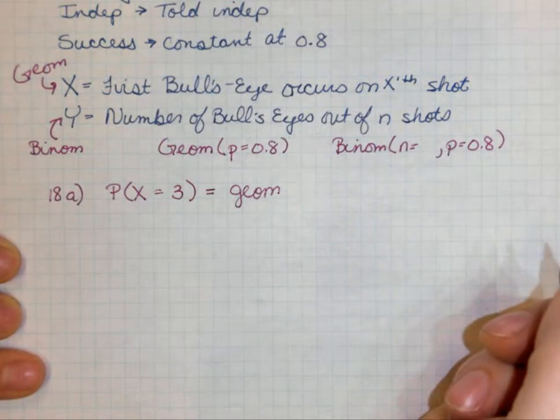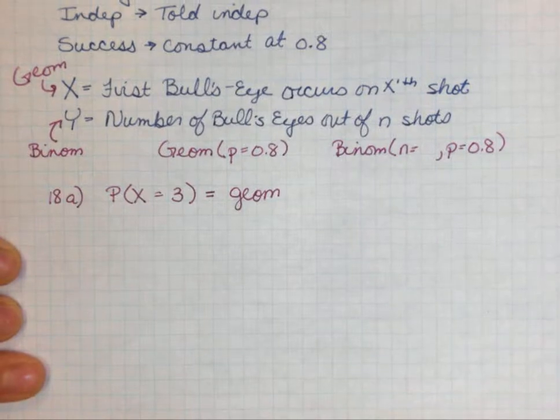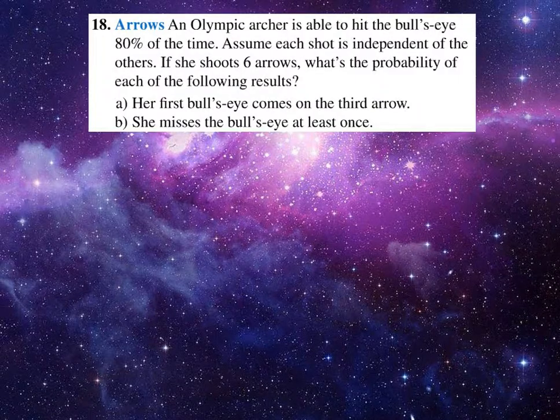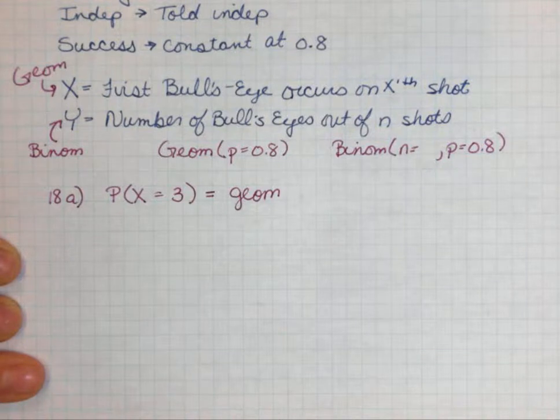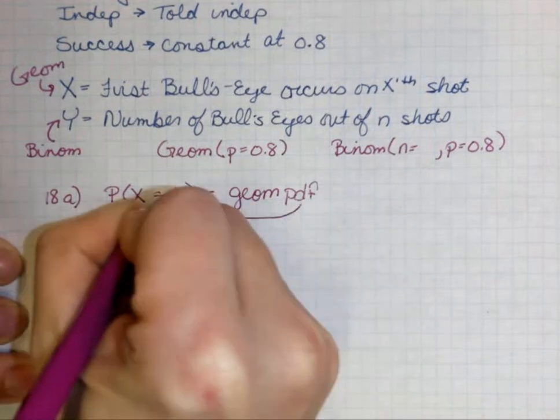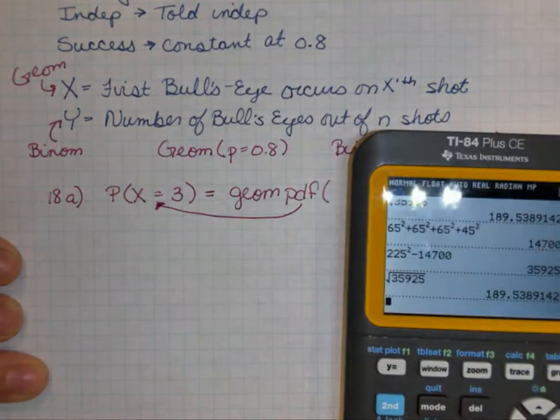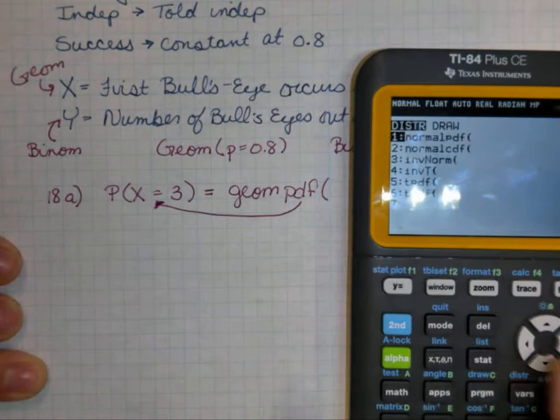Am I going to use PDF or CDF? Pull the question back up. On a specific value. That's the PDF. You are going to use PDF whenever you see an equal to symbol. CDF is going to be less than or greater than. Okay? Geometric PDF, and your calculator will even kind of hint you off in the direction you should go with this. So I'm just going to see what it says I need.